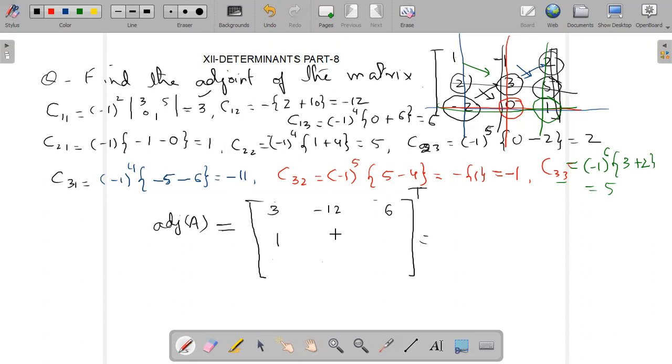C21, 22 is 5, 23 is 2. C31 is minus 11, C32 is minus 1, and 5. And then transpose. Always use it this way. First row will become first column: 3, minus 12, 6. Second row 1, 5, 2 will become second column, and third row will become third column. So this is the adjoint of a matrix of order 3 by 3.